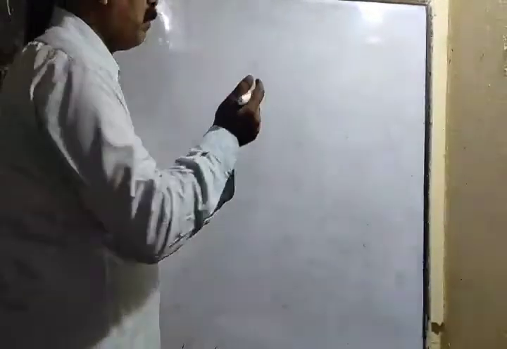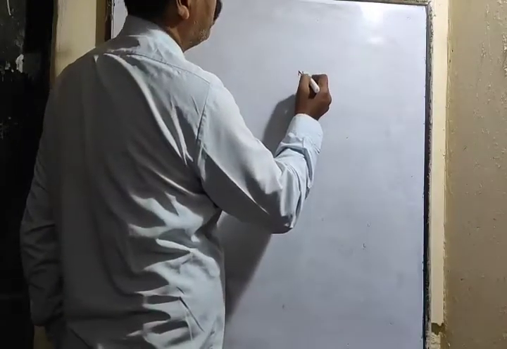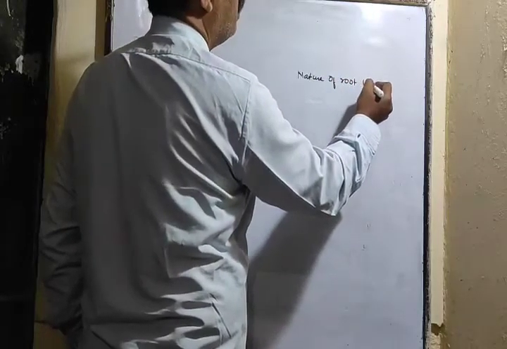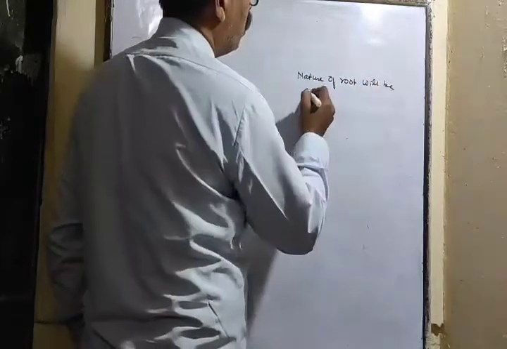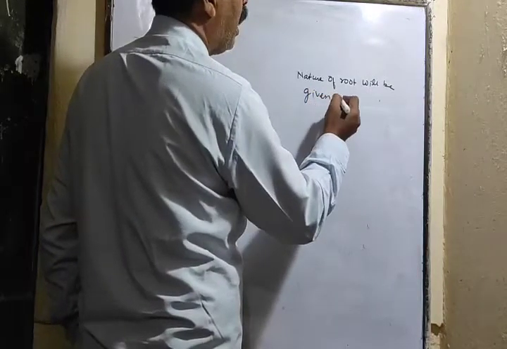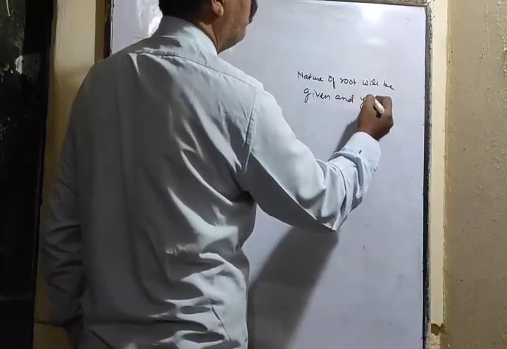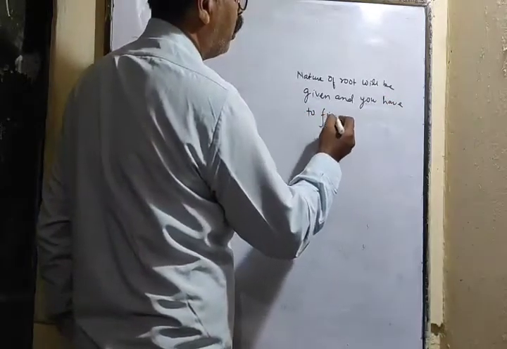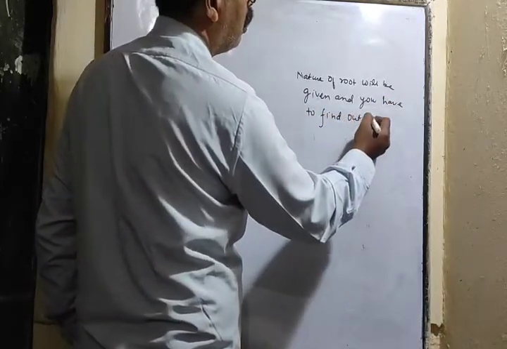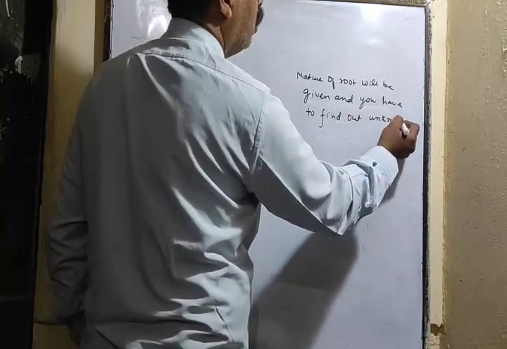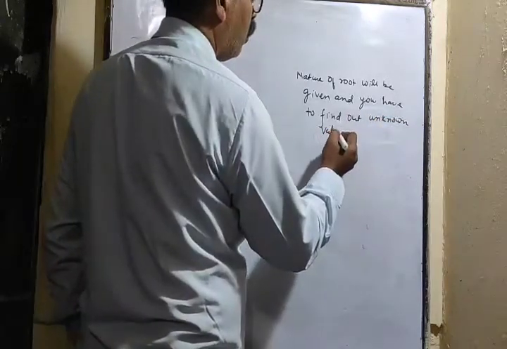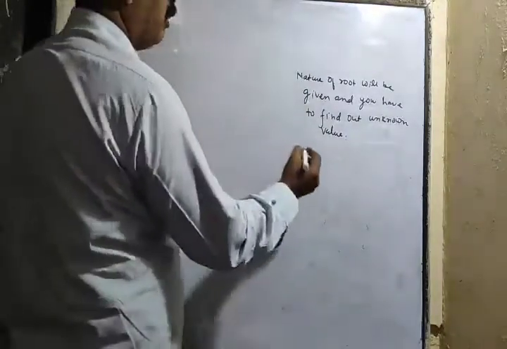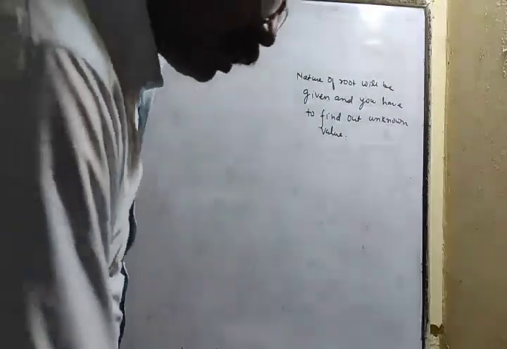In next type of sum, what will happen? Nature of root will be given, and you have to find out unknown quantity. Find out unknown value. Like it will be written as equation. One equation I am writing from book.